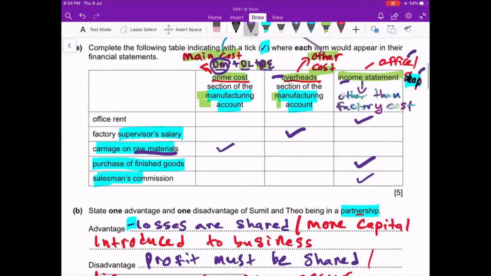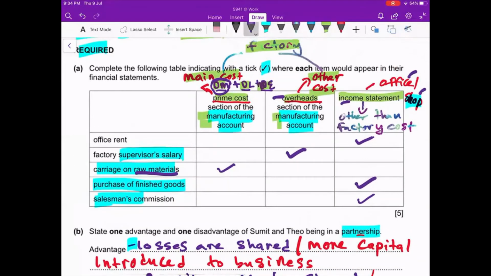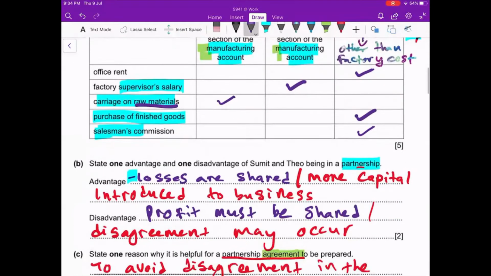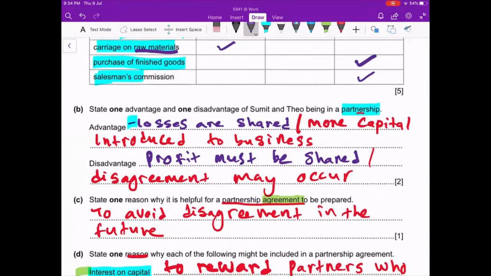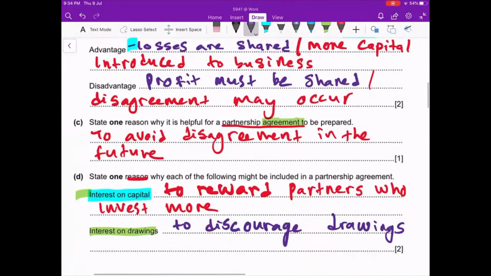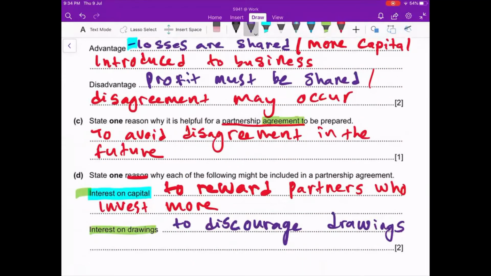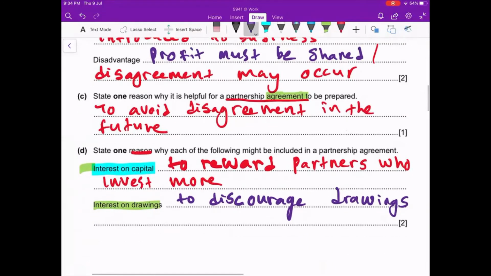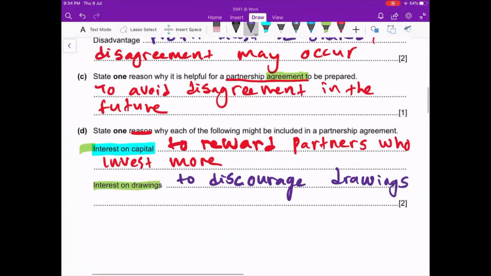The first one, question A, is about the mixture of manufacturing business and also partnership. Next, they ask the advantages or disadvantages of being a partnership. Question C, they ask about the agreement. What is the purpose of the partnership agreement? In D, they ask the reason for interest on capital and interest on drawing. Okay, next one.